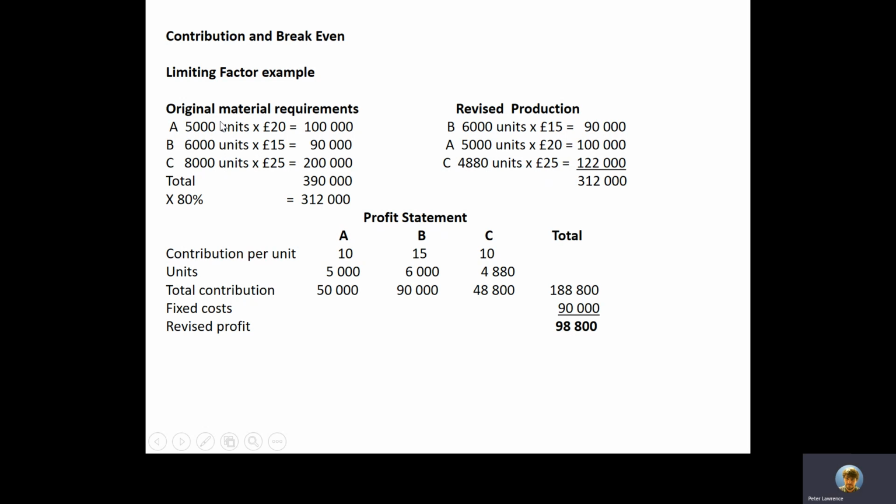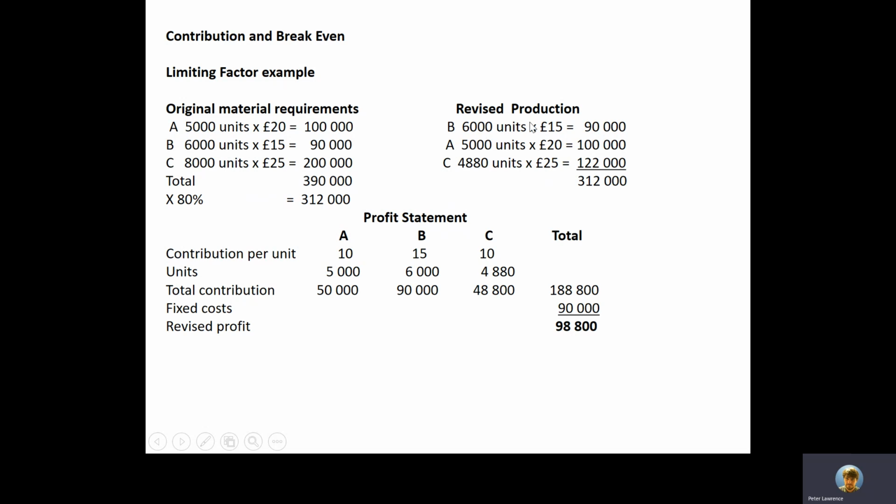Our original production plan was for 5,000 of A, 6,000 of B, 8,000 for C, giving us a total of £390,000 to spend on material when we multiply the units by the material cost. Now remember, we only have 80% worth of the materials, which is 312,000. So using our ranking system, we can revise production.